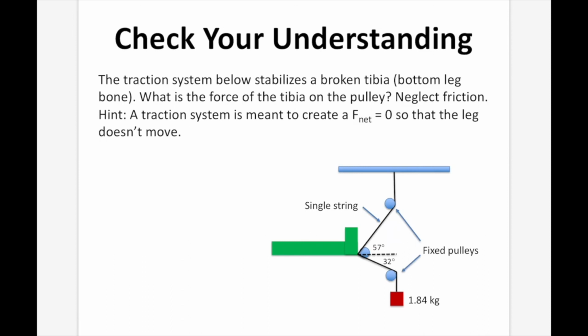Check your understanding. The traction system below stabilizes the broken tibia. That's the bottom part of your leg bone. What is the force of the tibia on the pulley? Neglect friction. So you're going to neglect friction in the pulley systems here, here, and here.